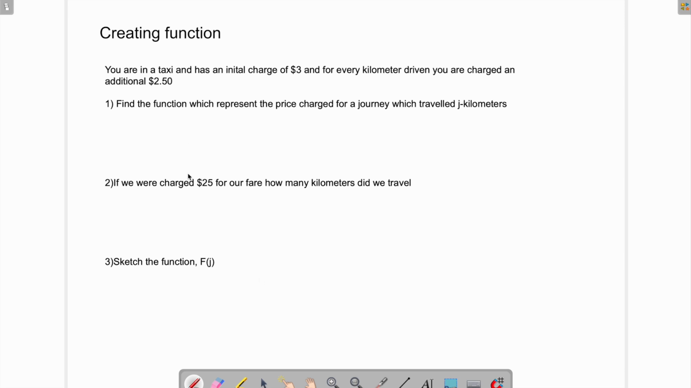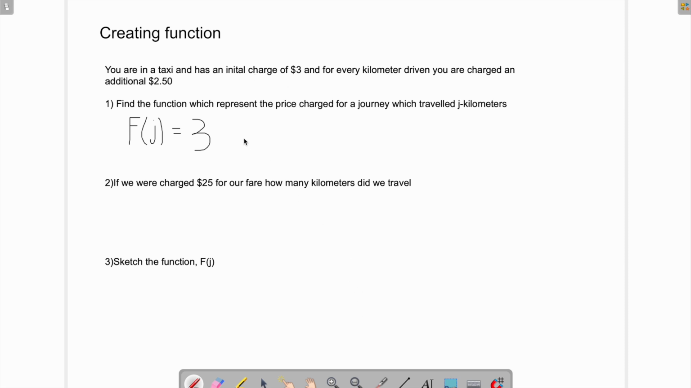Okay, you may be thinking, what does this mean? It's quite simple. It's finding the function f of j, we traveled j kilometers in this case. So this is what we've got to find. So let's break down the question. Even if j is equal to 0 and we just stepped in the taxi and stepped out, we'd be charged $3. Therefore, there has to be a 3 in this equation. So we add 3.